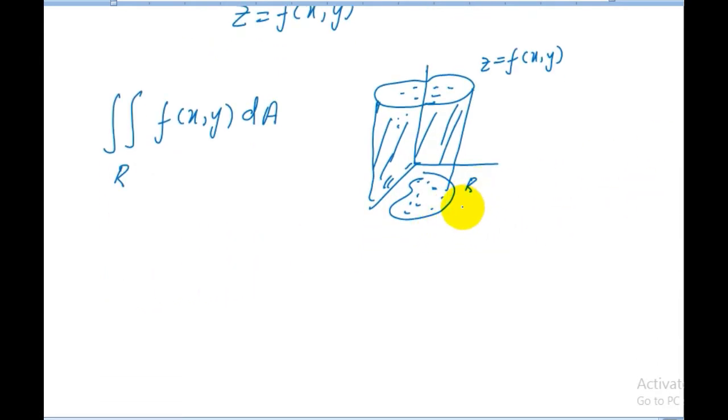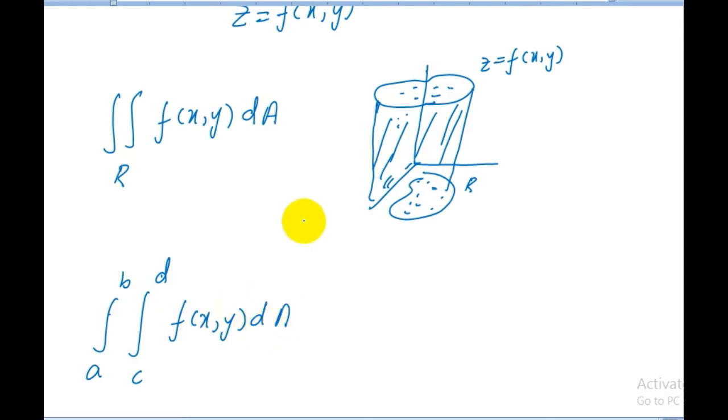this region R can be a rectangular region. For a rectangular region, we write the above function as integration a to b, integration c to d f of x y dA. Now dA can be written as dy dx.